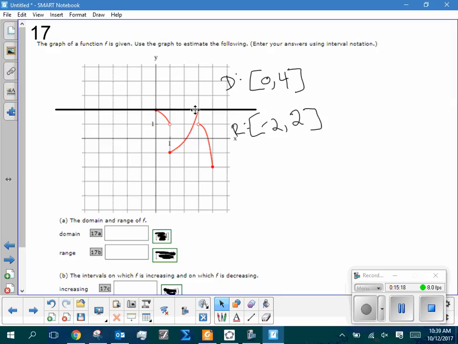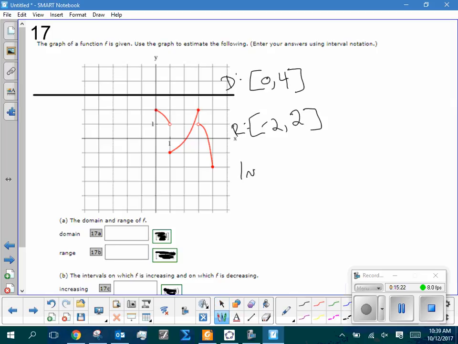All right, they asked for intervals of increasing again, so increasing and decreasing. So I'm just going to go left to right with all this. If I look at this piece, if I travel across the x-axis, we're asking again what x values have y values going down. So from 0 to 1, your y values are going down.